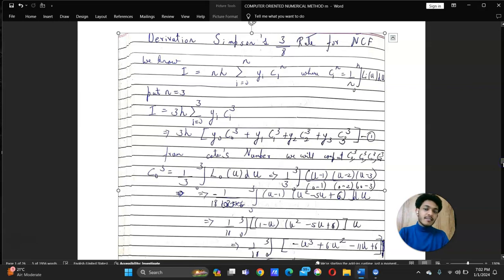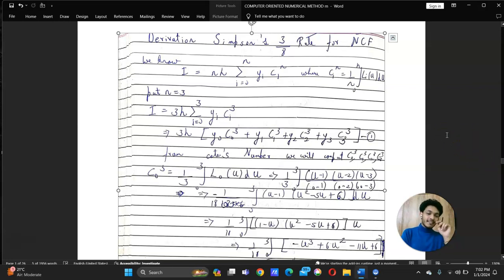We know the generalized Newton-Cotes formula is I equals to nh summation of i from 0 to n, yi Cin. Cin is Cotes number, that is going to be represented as 1 by n, 0 to n limit integration of Lu du. Lu is going to be the same u we use in interpolation.